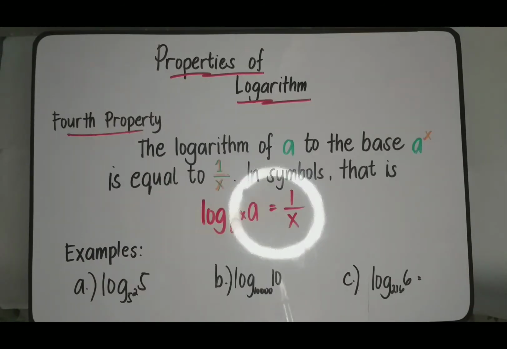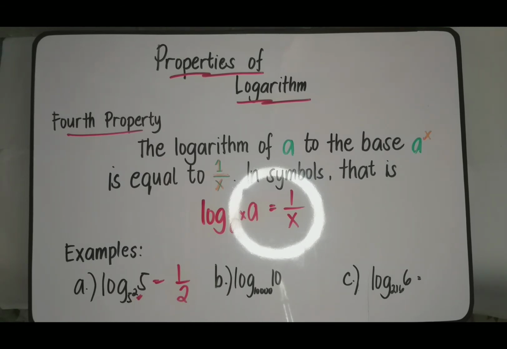Now let's proceed to the fourth property. The logarithm of a to the base a raised to x is equal to 1 over x. In symbols, that is, logarithm of a to the base a raised to x equals 1 over x. Let's take some examples. We have 3 examples here. The logarithm of 5 to the base 5 raised to 2, or 5 squared. So the answer is 1 over 2, since the exponent of the base is 2.